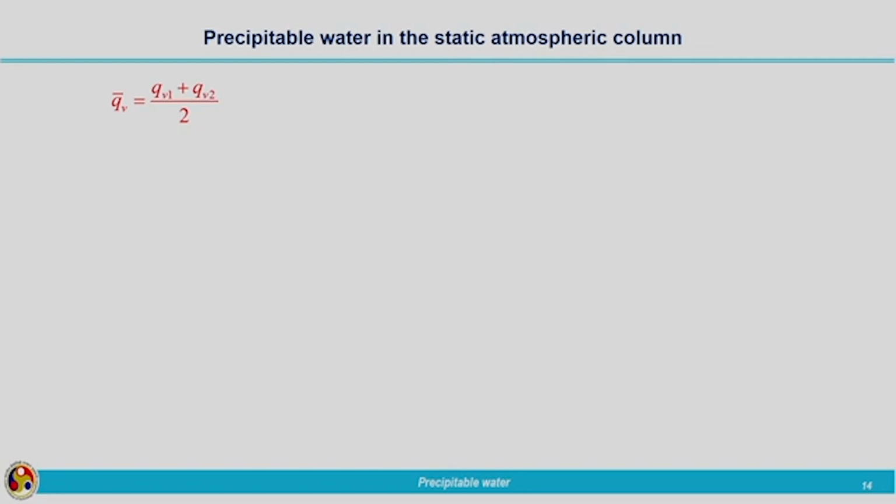And how can we calculate QV bar? QV bar can be calculated by taking the average value, QV1 plus QV2 divided by 2. And the QV expression we have already found in terms of vapor pressure and total pressure: QV is given by 0.622 E divided by P. So, QV1 is given by 0.622 E divided by P at section Z1, at the altitude Z1, and QV2 is the corresponding value at the altitude Z2, given by 0.622 E divided by P at section Z2.